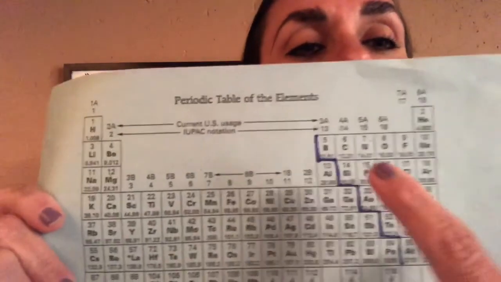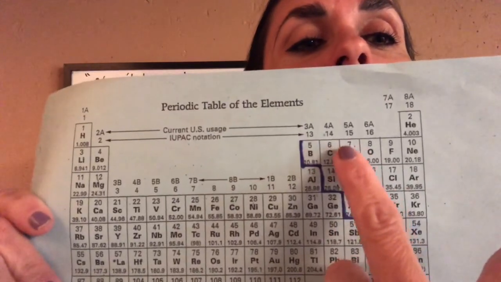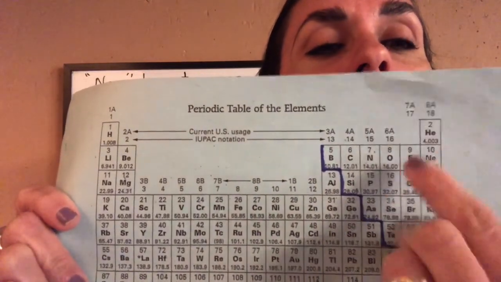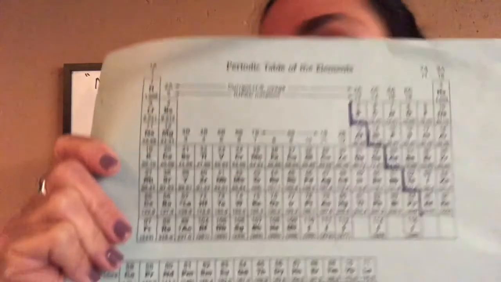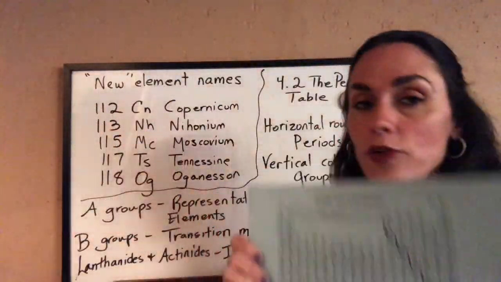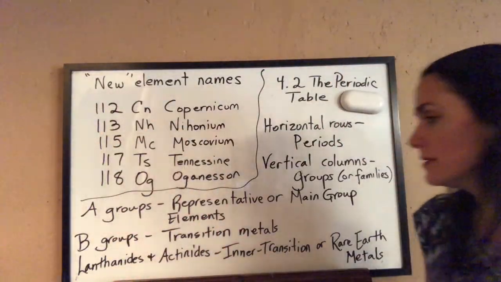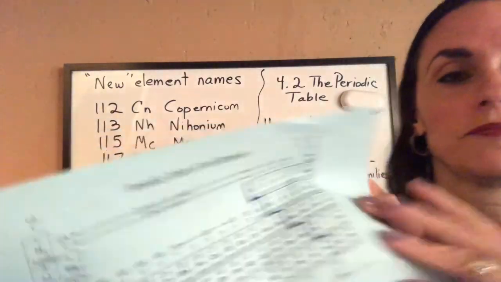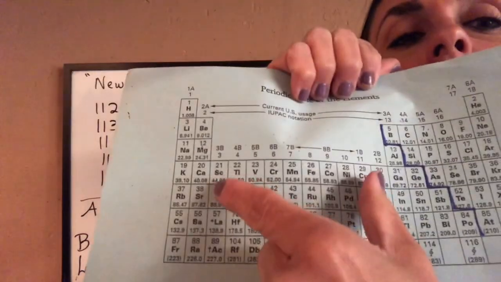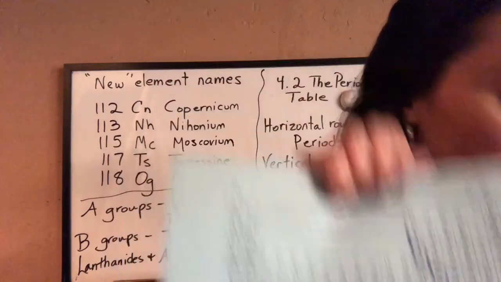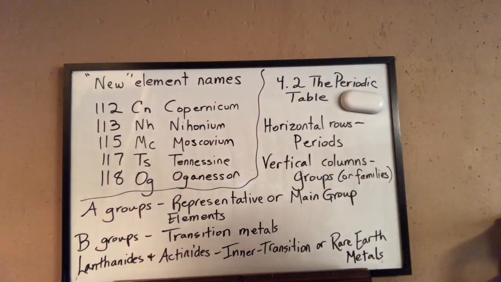Show here, it's easier to hold up. 3A, 4A, 5A, 6A, 7A, 8A. These are your representative elements or main group elements. In the middle here, the B groups are your transition metals or transition elements.